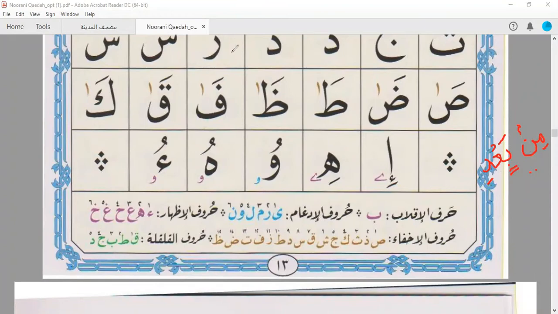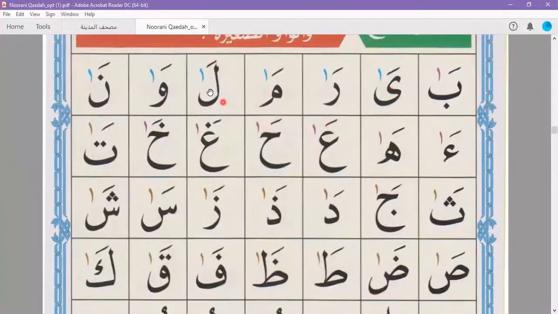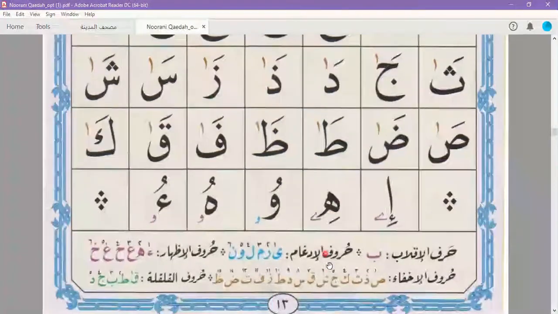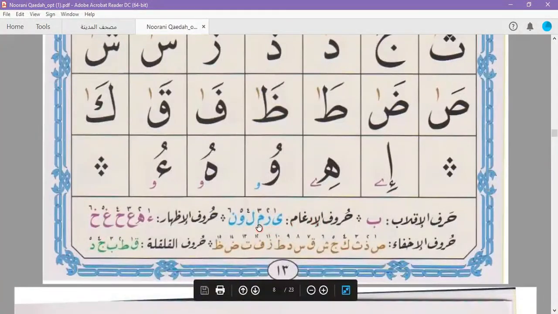Next, you have the blue colored letters. The blue colored letters were ya, ra, mim, lam, waw, noon. These together are yarmalun. Okay, these are the idgham letters. Idgham, yani, to merge or to mix the sound of 2 letters, or to enter the sound of 1 letter into another letter. Okay, simple, say idgham means merge. So you're merging the sounds of 2 letters together. I'll give you the examples of these in a bit.